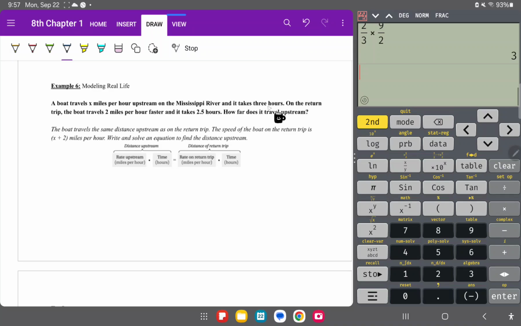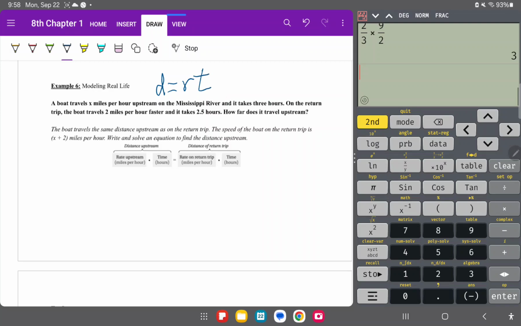And it takes 3 hours, okay? On the return trip, the boat travels 2 miles per hour faster, and it takes 2.5 hours. How far does it travel upstream? Okay, so the distance doesn't change. The distance is always going to be the same, okay? So we're going to use the formula, the distance is equal to the rate times the time, okay?